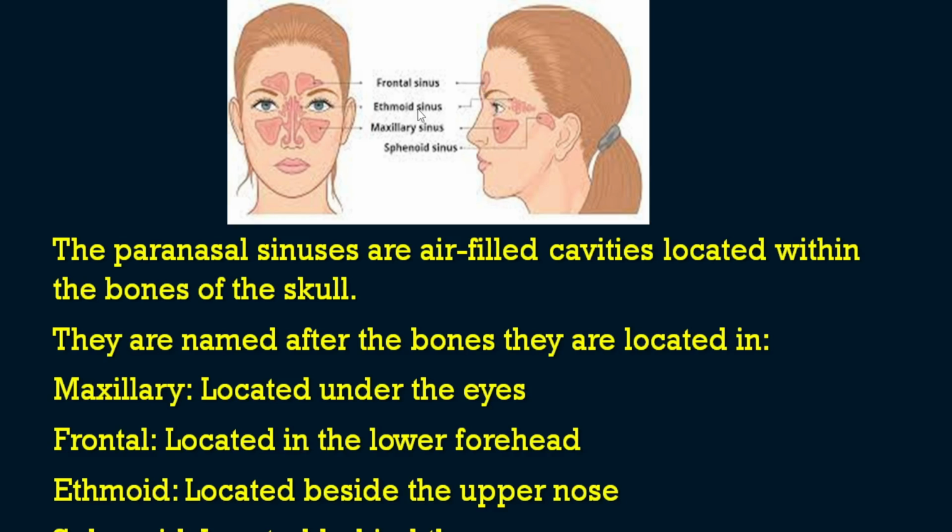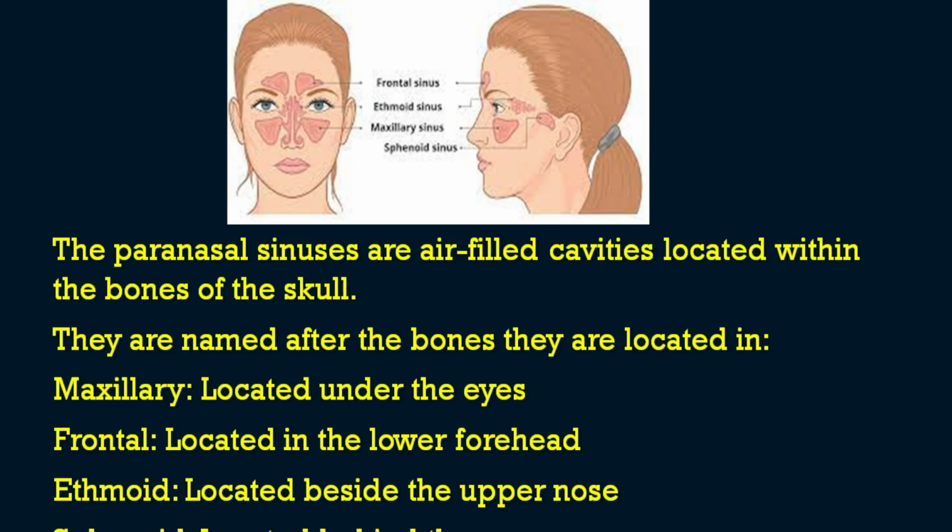Then comes the ethmoid sinus, which is located beside the upper nose. You can see here, this is the ethmoid sinus. Then comes the sphenoid sinus, which is located behind the nose. In this view it is not visible, but behind the nose we can see another sinus, that is the sphenoid sinus. So these are the four paranasal sinuses: maxillary, frontal, ethmoid, and sphenoid.